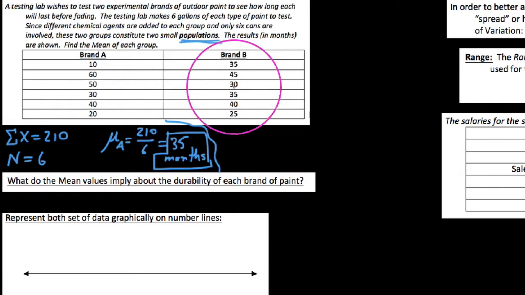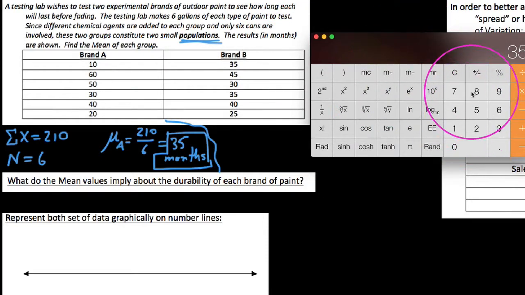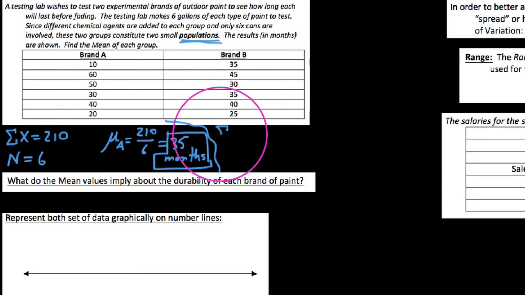Now looking at brand B here, let's go ahead and find its average. Sigma X, or the sum of all of our data, would be 35 plus 45 plus 30 plus 35 plus 40 plus 25. And what do you know? It also sums to 210. One thing I think we should be really clear on here is this: this is 210. We have 6 total data.